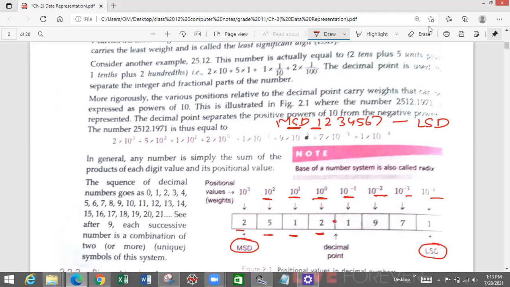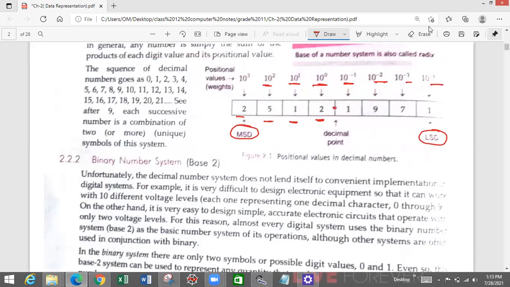Is there any importance related to the position? No, it's just the name that we give, and in the binary system it becomes more evident. Here the symbols are different most of the time, but in binary most of the symbols are either 1 or 0. So there the MSD and LSD are a very important part. I'll be discussing more about it when we discuss the binary number system.